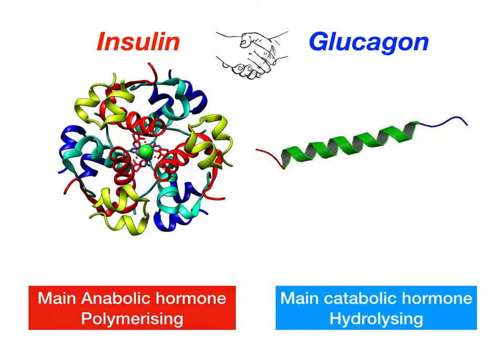Insulin is the main anabolic hormone, the hormone which is responsible for polymerizing small building blocks of carbohydrates, lipids, and protein. And on the other side, glucagon, which is the main catabolic hormone, hydrolyzing the big molecules of lipids, carbohydrates, as well as protein. So, kind of a stress hormone. So, between these two hormones, things happen to maintain a normal blood glucose level.